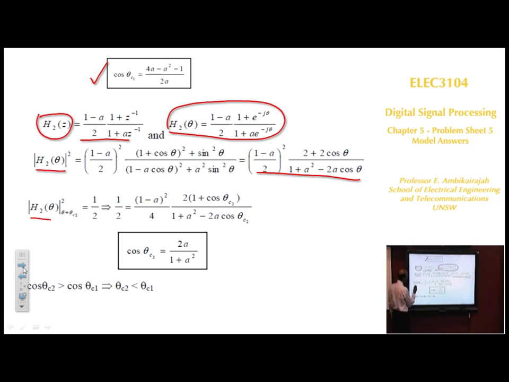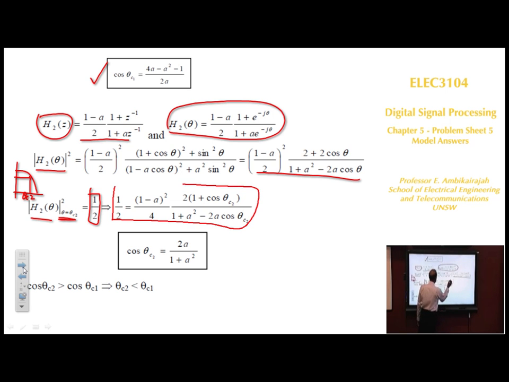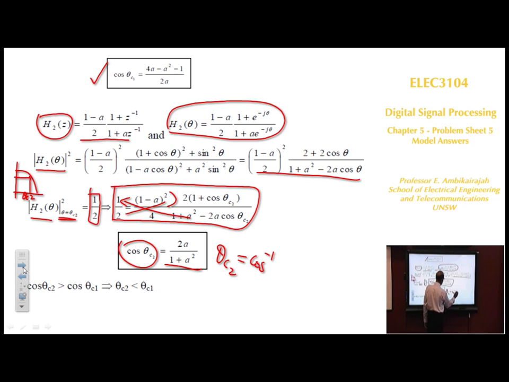Now the same principle, same as we did. That's the filter. Now the half power point. What's theta c2? That is what we are trying to find. So when this is half, you substitute theta c2, and you get that equation to be solved. Cross multiply, simplify for theta c2, and cos theta c2 will become that. Or theta c2 will be equal to cos inverse 2a over 1 plus a squared.